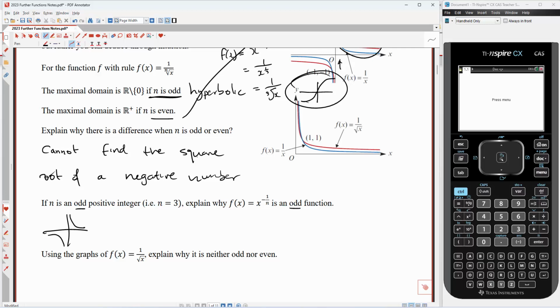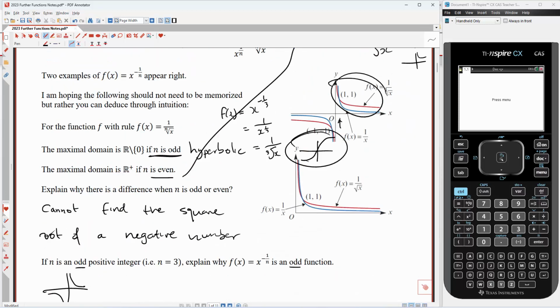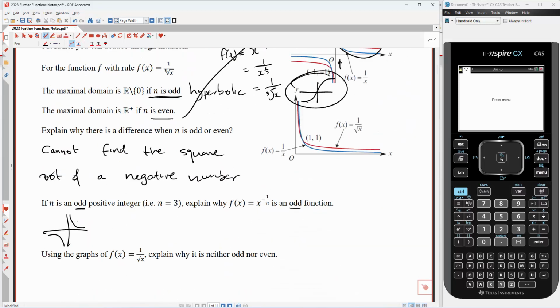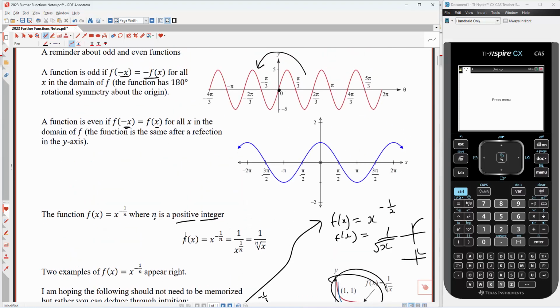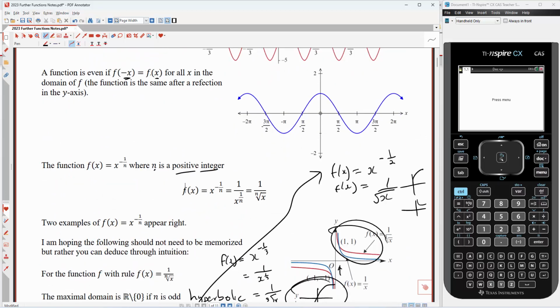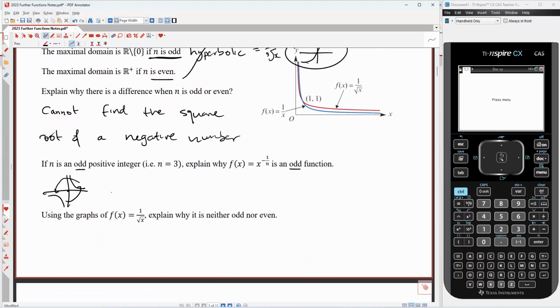Why would it be an odd function? Recall the definition of an odd function is that it has rotational symmetry 180 degrees about the origin. So this would switch to there and this would switch to there if I rotate it 180 degrees about the origin. The other thing I could explain is that f of negative x, so reflection in the y-axis, would be the same as reflection in the x-axis. So that's why it would be considered an odd function.